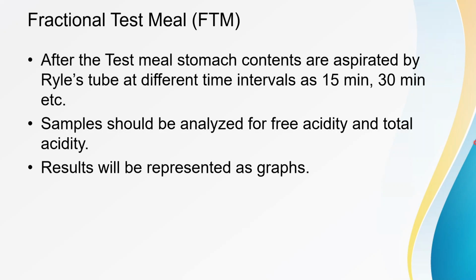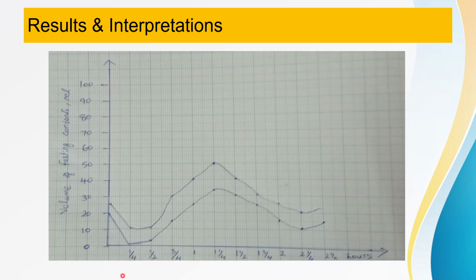The free acidity will reach a maximum at 30 to 45 minutes, then it will increase steadily to reach a maximum at about 1.5 hours, after which it will decrease slowly to normal. When we see the results in the graph, it will be very clear. In about 80% of normal individuals, the free acidity of the fasting sample will be in the range of 15 to 35 milliequivalents per liter. That is the normal value for free acidity.